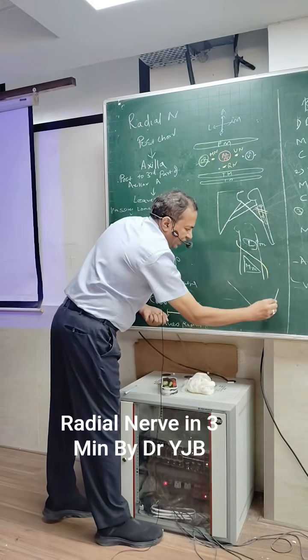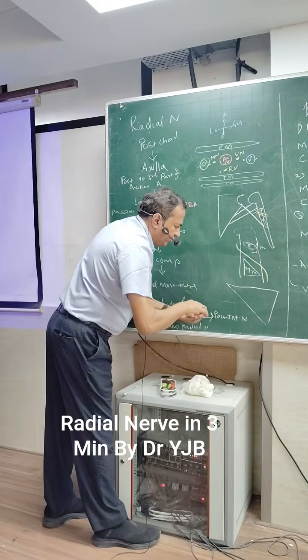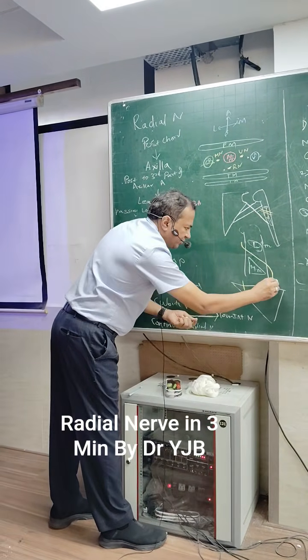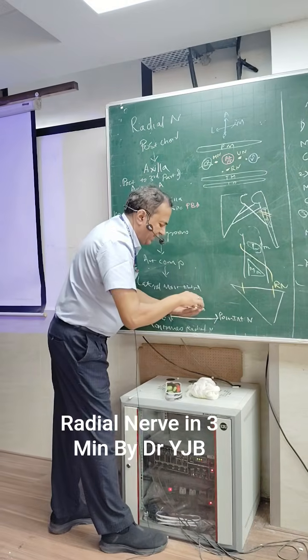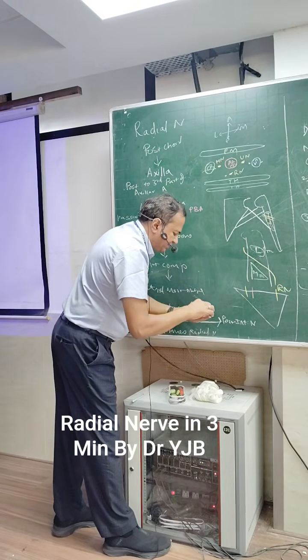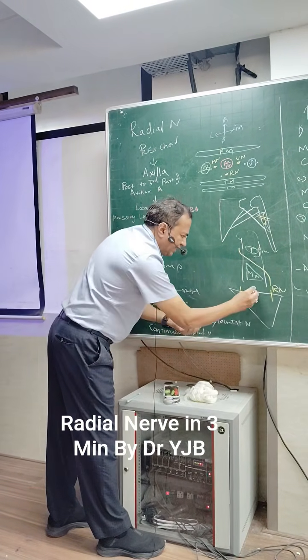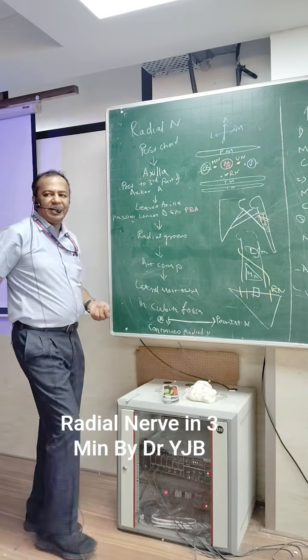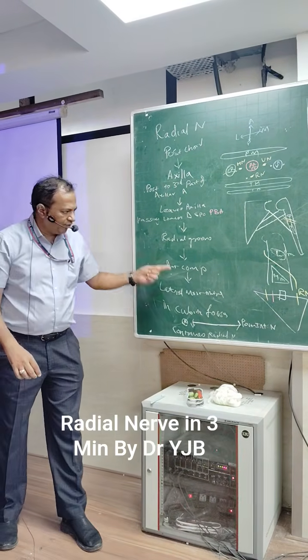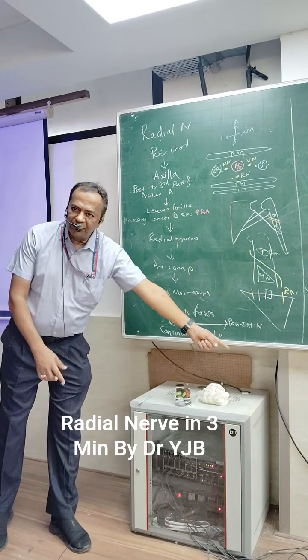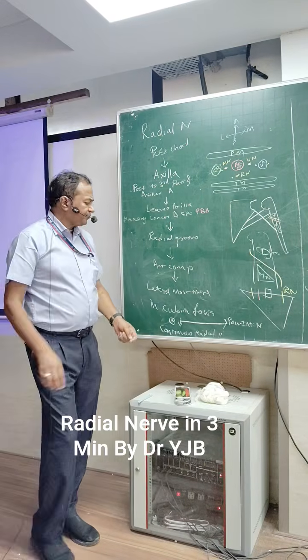So you can draw a diagram of the cubital fossa. In the cubital fossa, the median nerve is on the most medial side and the radial nerve is on the lateral side. And there is the brachial artery and the tendon of biceps brachii. So this is also one diagram you can add. So 4 diagrams you can draw for the radial nerve.